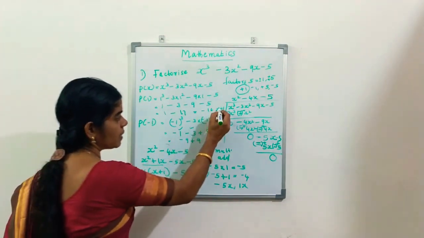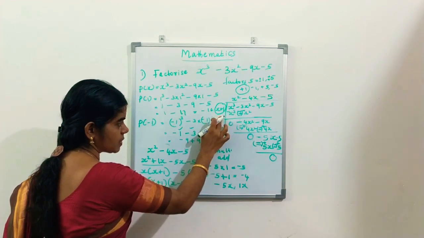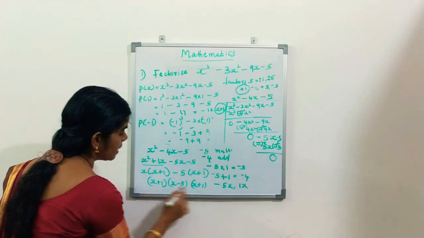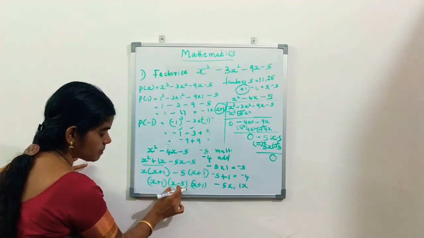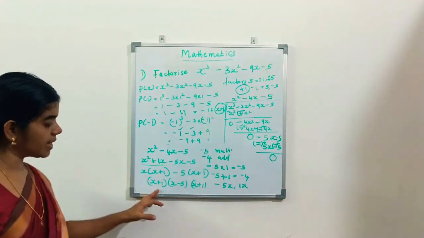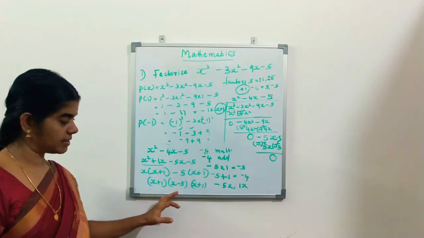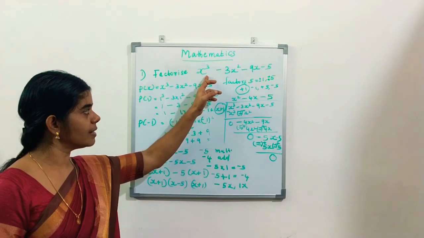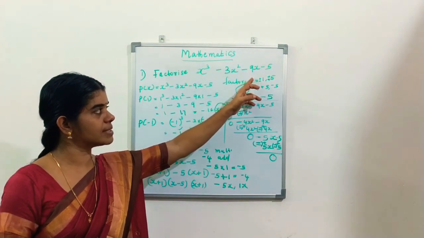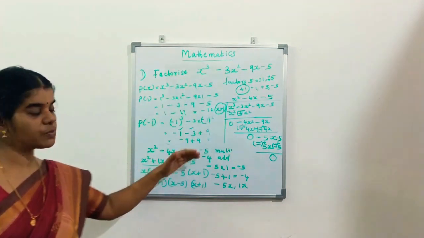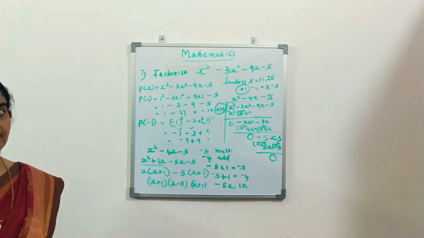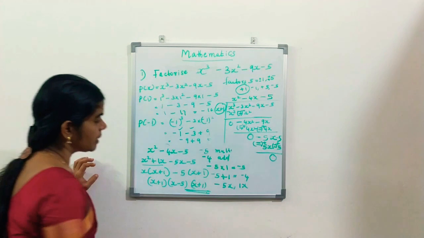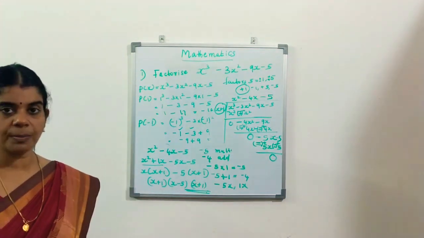We already found one factor here, x plus 1. Therefore, the factors are x plus 1, x minus 5 and x plus 1. Here x plus 1 is a repeating factor. Therefore, these will be the three factors of this polynomial x cube minus 3x square minus 9x minus 5. Watch this video clearly and you can go through this factorization of the cubic polynomial.